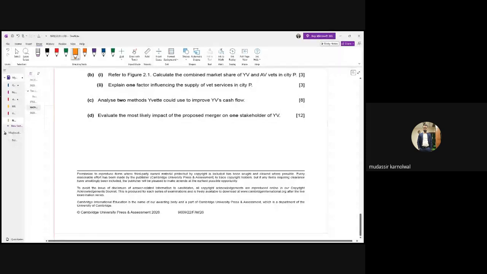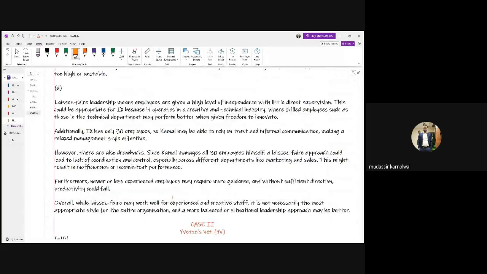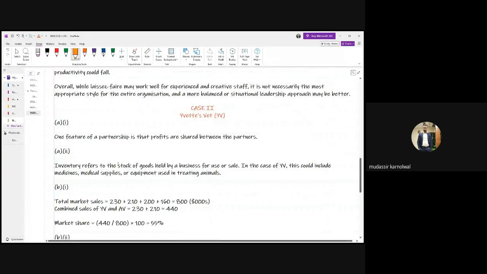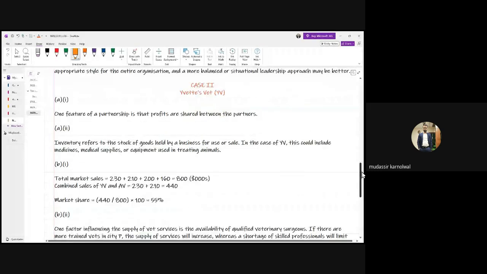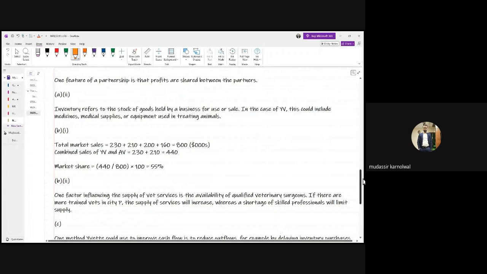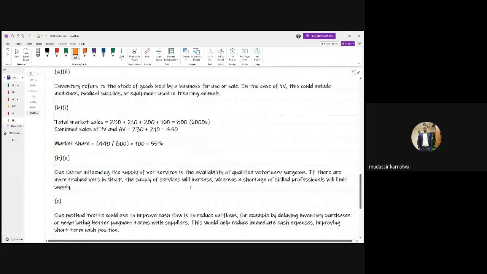Okay, sure. Let me show you the answer. I have taken customers as a stakeholder. One feature of partnership is that profits are shared between the partners. Very simple. Inventory refers to the stock of goods held by a business for use or sale. In case of YV, this could include medicines, medical supplies, or equipment used in treating animals. B1, someone already shared 55% is the market share. Yes, it was correct. B2, one factor influencing the supply of vet services is the availability of qualified veterinary surgeons.